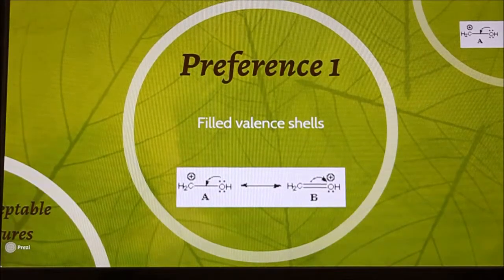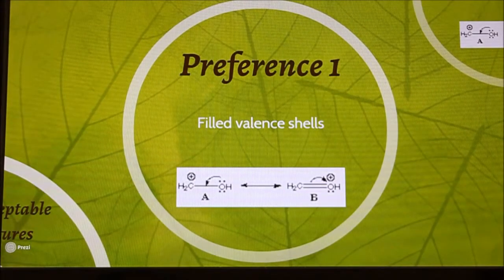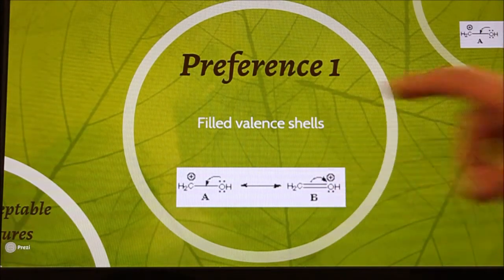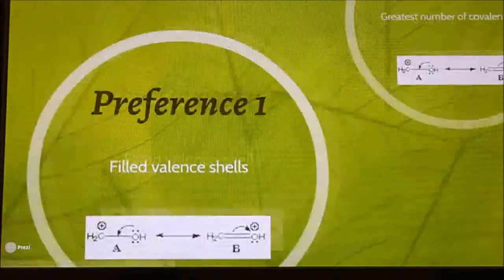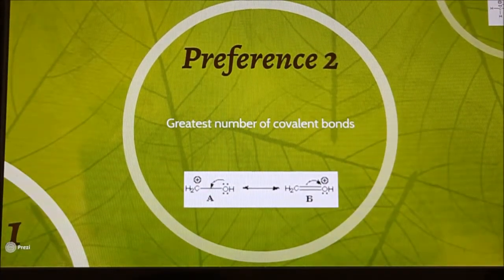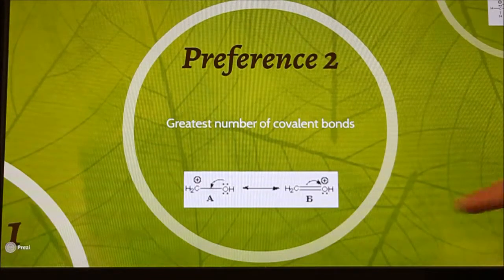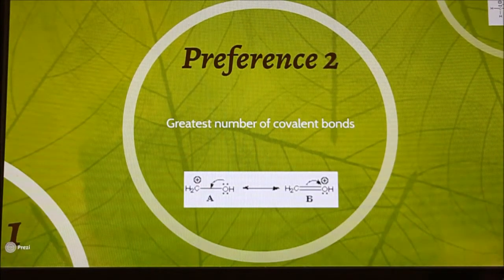There are 4 preferences when choosing which resonance structure is the major contributor, and the first preference is that it must have the most valence shells filled. So as you can see here, resonance structure B is preferred because it has more filled valence shells than resonance structure A, which has 2 lone pairs. The second preference is that it must have the greatest number of covalent bonds. So as you can see by this example, resonance B is again the major contributor because it has 2 covalent bonds versus just the one in structure A.